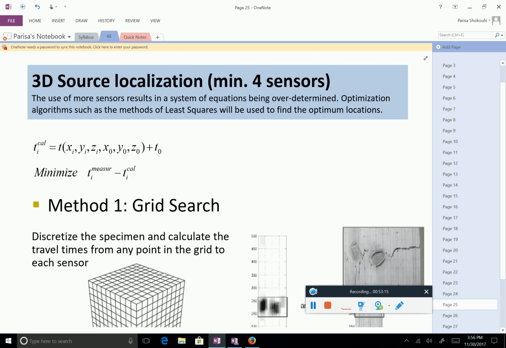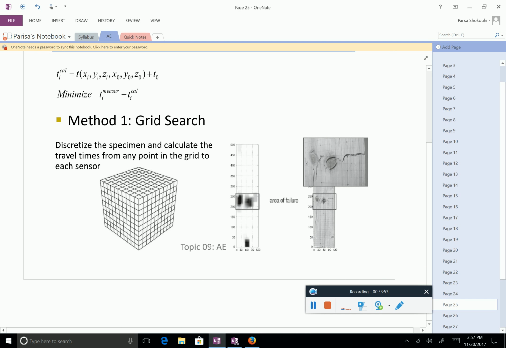Using the methods that I will show you, you calculate at each location what would be the time. And then you also have this time measured from the onset of your acoustic emission event, and you have to minimize this distance to see what would be the location of that event. This is the main thing. Now, how would we do that? There are many different methods. There are two important schools of thought. One is this grid search.